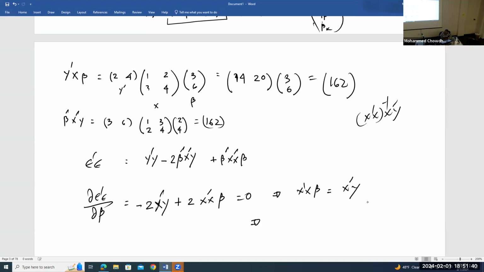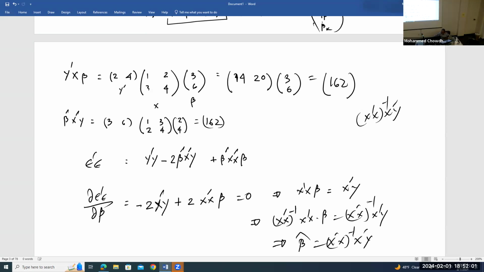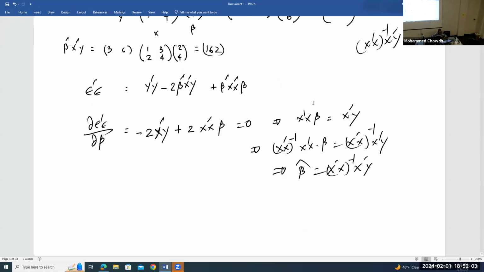Now if you multiply both sides by x prime x inverse, x prime x inverse times x prime x times beta equals x prime x inverse x prime y, then this is cancelled out. So you have beta hat equal to x prime x inverse x prime y. So that is the solution of the betas.